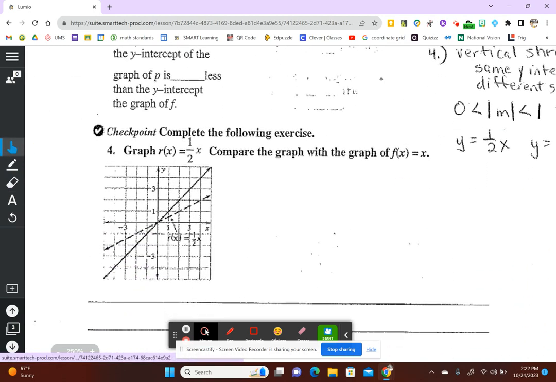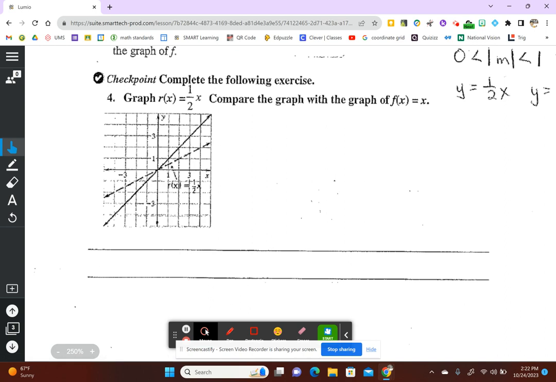Okay. Now here, the checkpoint says r of x equals 1/2 x. Compare that with the graph of f of x equals x. So in your minds, tell me, do you think this is a vertical stretch, vertical shrink, reflection, or translation? Well, it's not a reflection, slope's not negative. It's not a translation, we're not adding or subtracting. So it's between a vertical stretch and a vertical shrink. And because 1/2 is in between 0 and 1, that makes it a shrink. And we know it's shrinking because it's closer to the x-axis than the parent function, right?